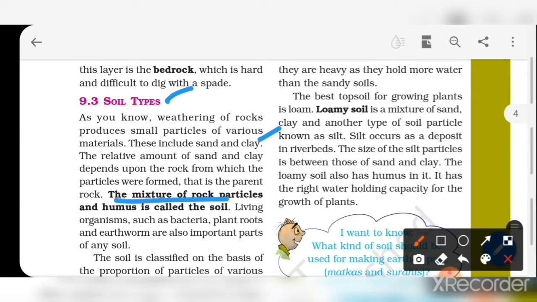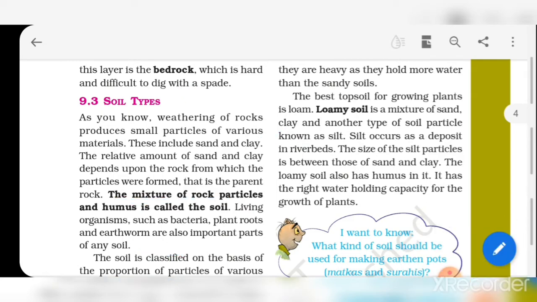Which is called the soil? It is a very important question. The mixture of rock particles and the humus is called the soil. Then the soil profile or soil types also depend on the types of the rocks and the humus. Okay, we have to see here living organisms such as bacteria, plant roots and the earthworms are also important parts of the soil. Which is the important parts of the soil? Bacteria, plant roots, earthworms are also important parts of any soil.